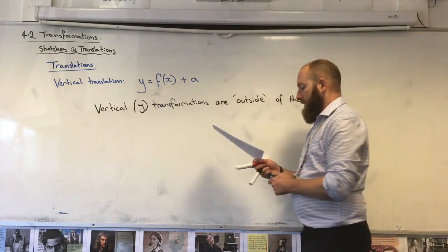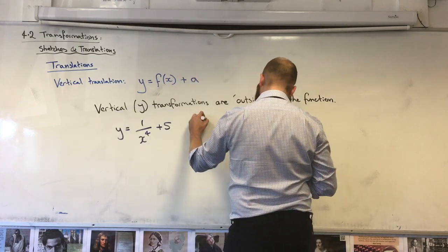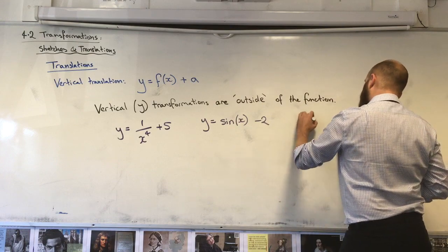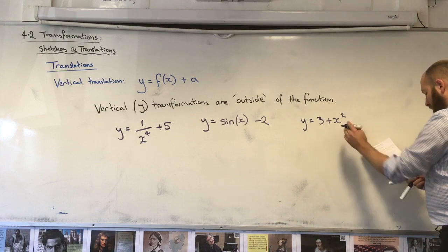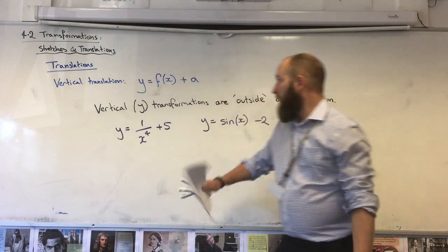So a quick couple of examples of that. Outside of the function, and there's the function, the minus 2 is outside our original function. Okay, so that's on vertical translations.